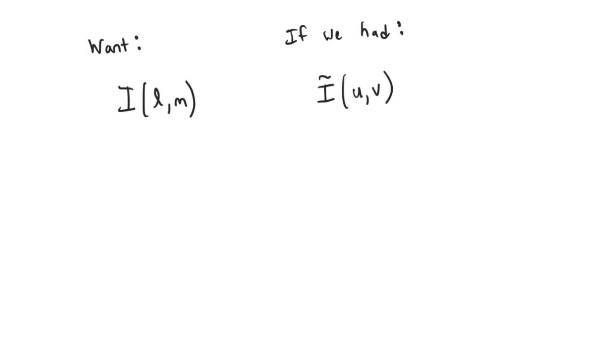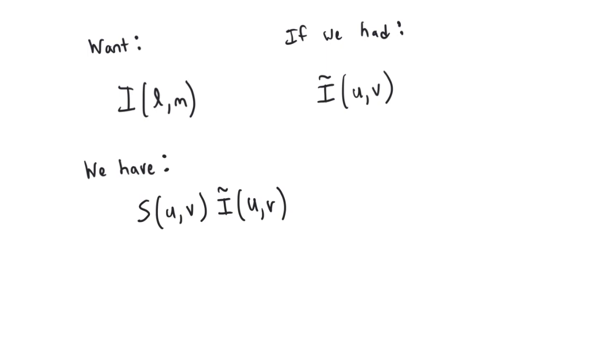Well, let's recall what we want. We want to get an image of the sky. I, the brightness of the sky, is a function of L and M, which are effectively sky coordinates. If we had the Fourier transform of the sky, I tilde of U and V, it would be very easy to get I of L and M. It's simply a two-dimensional Fourier transform. You can do that in one line of code. You'd have your image of the sky. But again, that's not what we have.